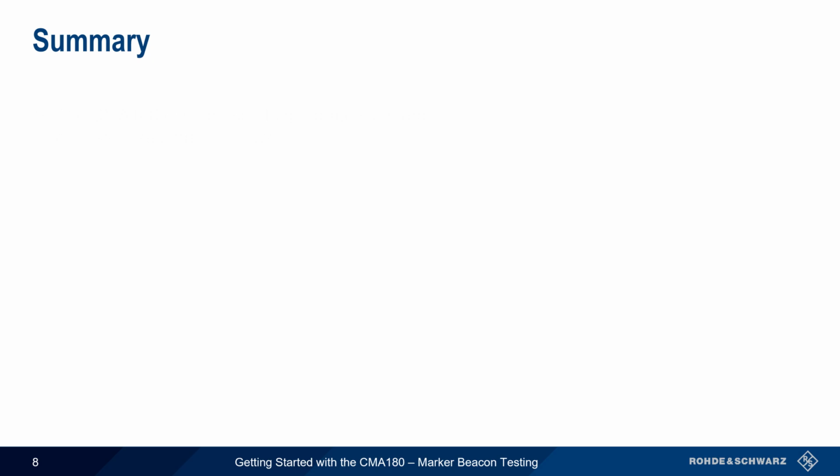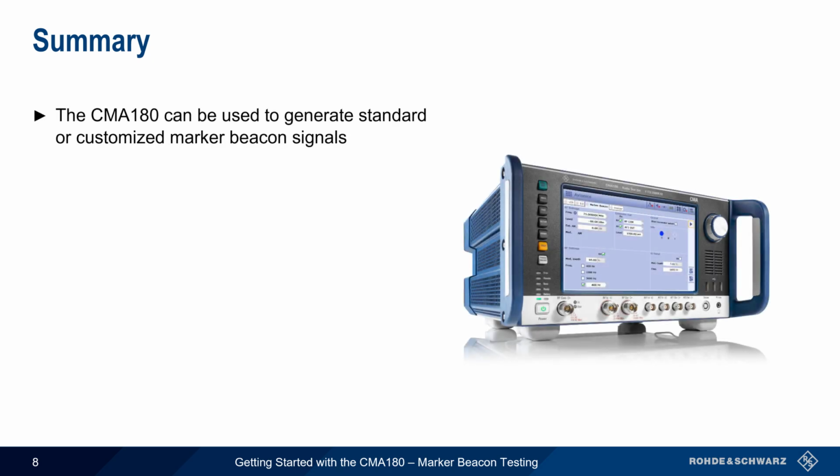Let's end with a brief summary. The Rohde & Schwarz CMA180 radio test set can be used to generate both standard and customized marker beacon signals. This functionality requires the avionics signal generation option K180.